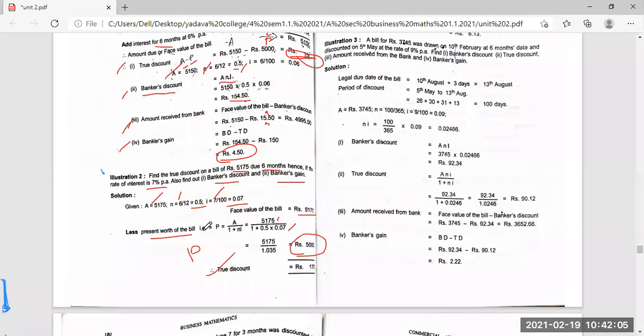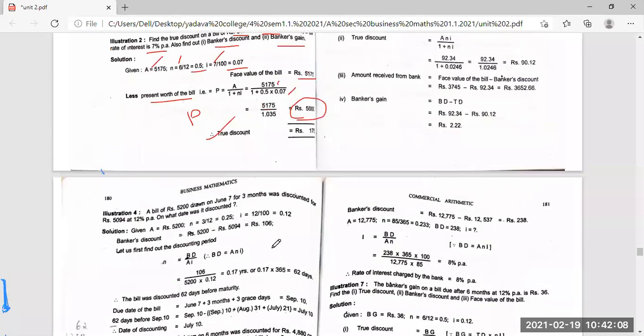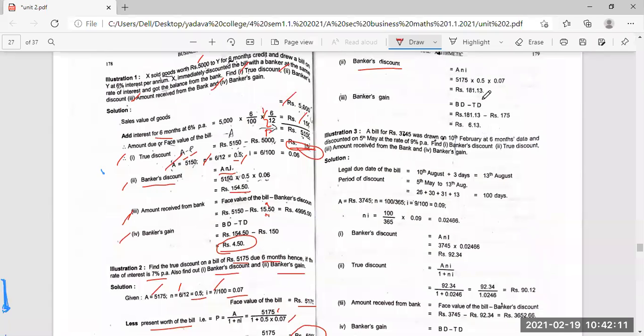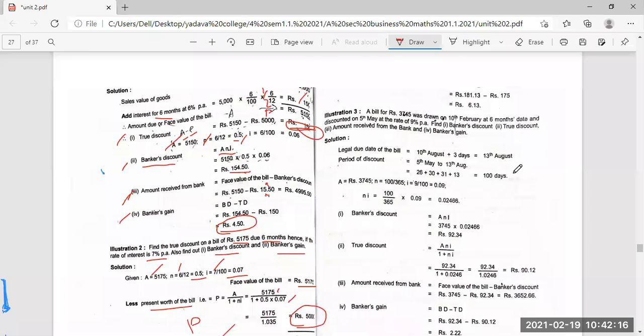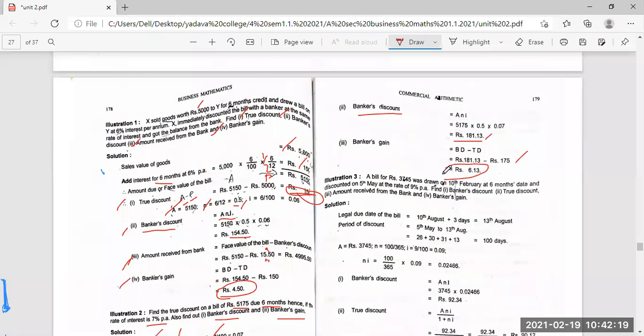Now we can apply the banker's discount formula A into N into I. A, you all know, is 5,175. N is 0.5, I is 0.07. So banker's gain now: banker's discount minus trade discount. Banker's discount that we found is 181.13, minus trade discount 175. So banker's gain is 6.13. So with this I'll finish today's session.